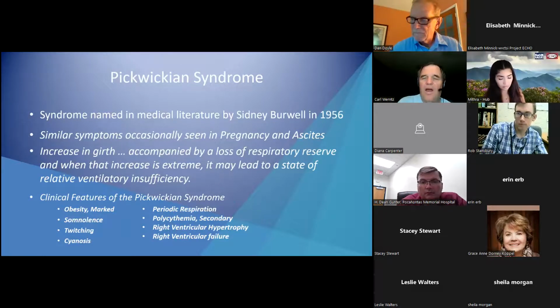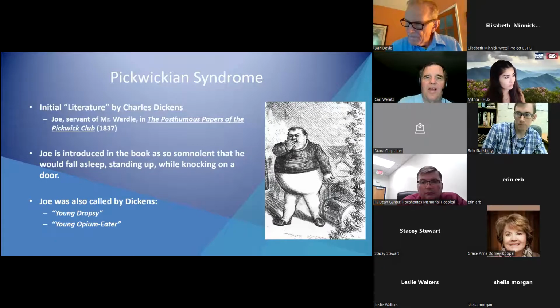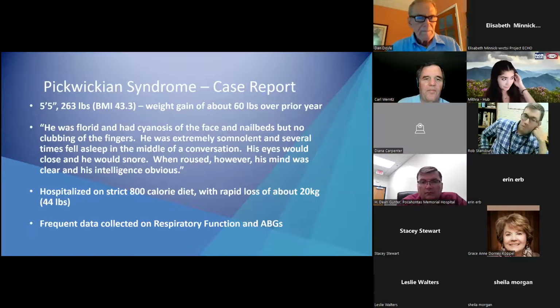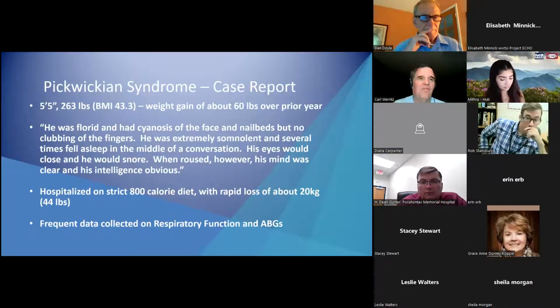Okay. So in the Posthumous Papers, meet Joe, who falls asleep pretty much all the time. The case report in Burwell's article was of one guy. He's 5'5", 263 pounds, which makes his BMI 43.3. He gained about 60 pounds over the prior year, the cause of which is not discussed. They talked about cyanosis of the face and nail beds, but no clubbing of the fingers, very somnolent, and he fell asleep in the middle of a conversation. He was otherwise relatively okay. They hospitalized him, because you could do that back then, on a strict 600 to 800 calorie diet, and he quickly lost about 44 pounds.